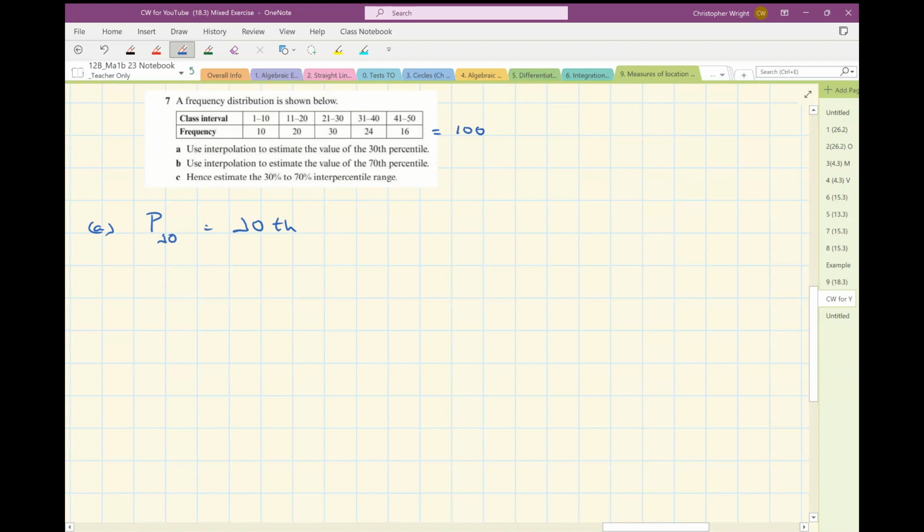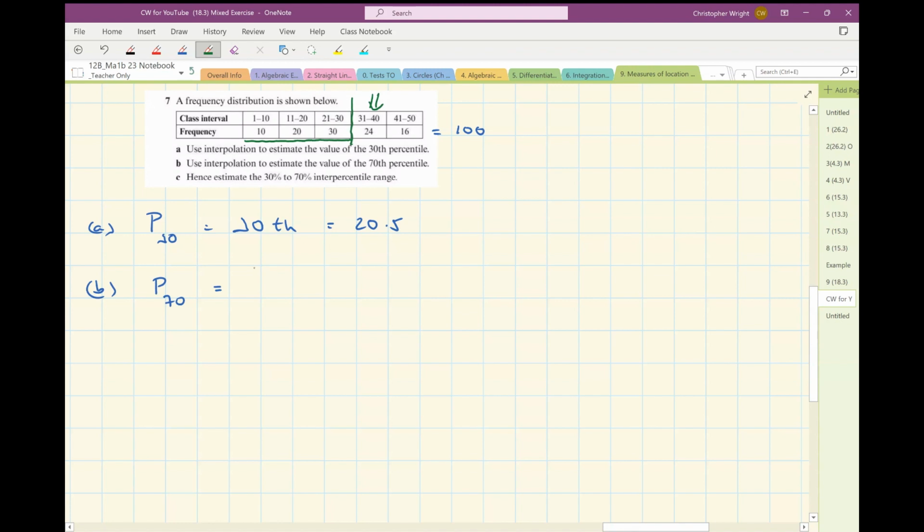Right. Well, the 30th data value is going to be the one right at the start of this class here. So that's going to be 20.5. All right, now the next data value I'm after for part B is the 70th data value. So where is that one going to be? So 10, 30, 60. It's going to be in this class here.